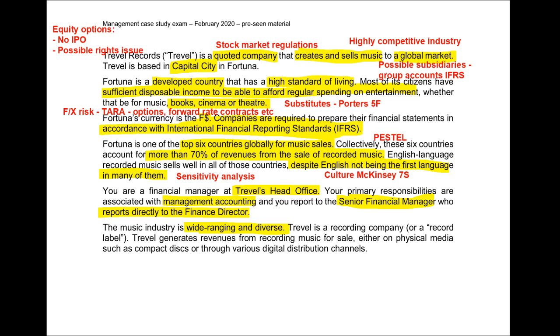And Trevel is a recording company or record label, and it generates revenues from recording music for sale either on physical media or digital distribution channels. And as we saw in the industry pack, and I'm sure we'll see in future, the streaming avenues are very, very large, but they don't pay very well. So there is that tension in the industry as well.